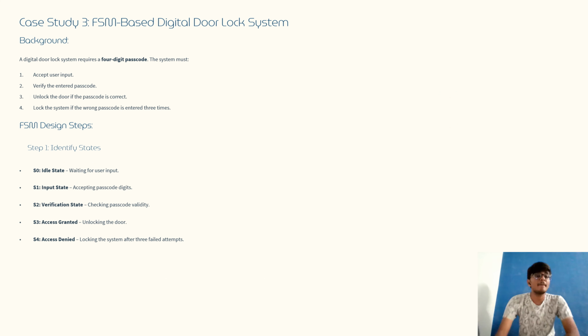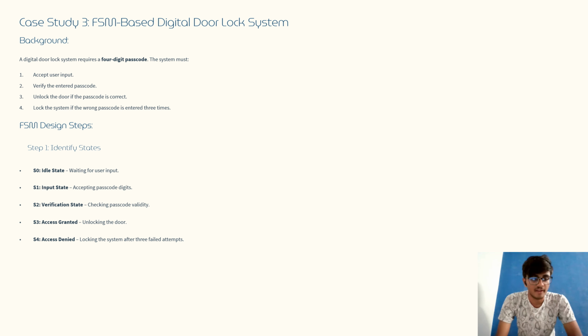Case study 3 is an FSM-based digital door lock system. Background: a digital door lock system requires a 4-digit passcode. The system must, first, accept the user input; second, verify the entered passcode; third, unlock the door if the passcode is correct; and fourth, lock the system if the wrong passcode is entered 3 times. FSM design steps in a door lock system.